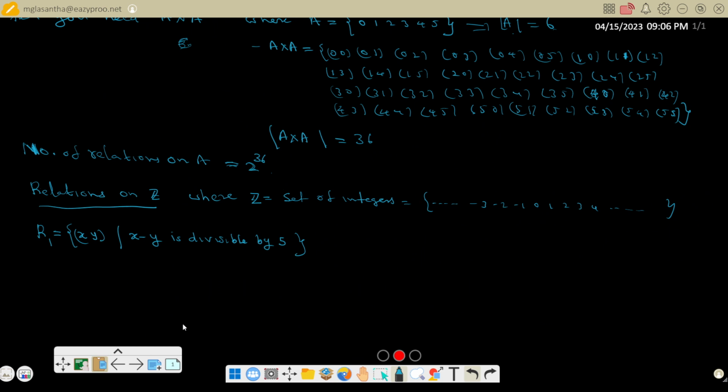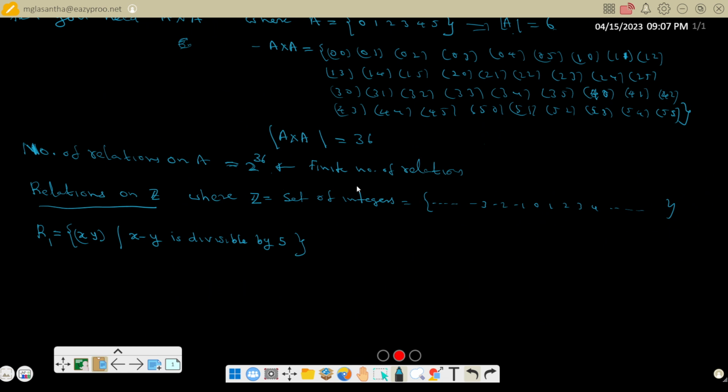So you can write an infinite number of relations. Although this 2 to the power of 36 is a big number, it's finite, no? A finite number of relations here, because A is a finite set. If you take a finite set, you can write down only a finite number of relations.